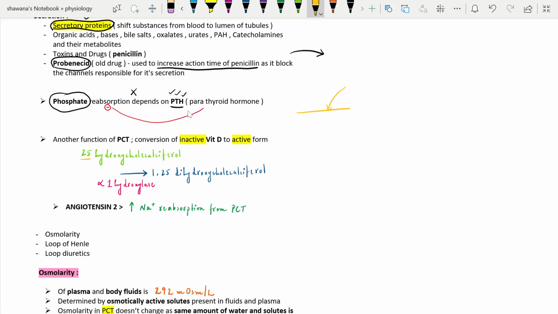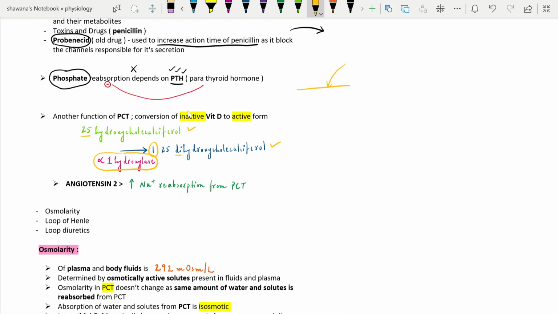Then the 25-hydroxycholecalciferol comes to the kidney, and the proximal convoluted tubule cells have an enzyme known as alpha-1 hydroxylase, because this is a hydroxylation process, and it attaches another hydroxyl group at position number 1, making 25 into 1,25-dihydroxycholecalciferol. This is an active form of vitamin D that can go to the GIT and be involved in calcium absorption.